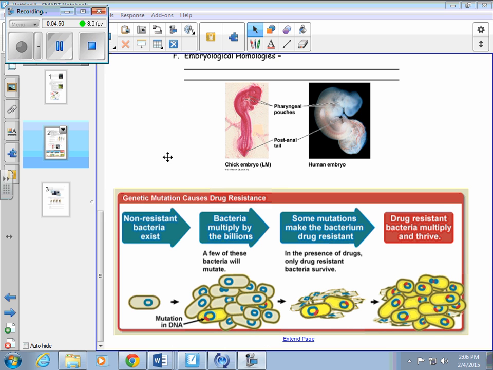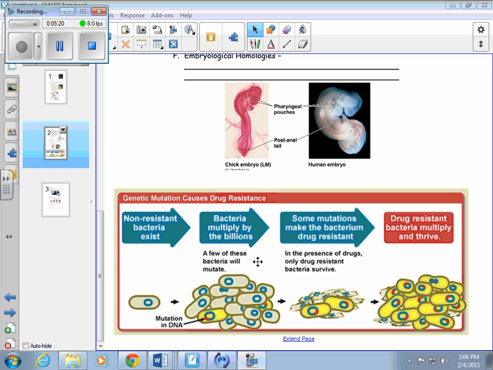The picture that I have at the bottom of my page, which you do not have, is a picture of a very simple bacteria cell. This is a non-resistant bacteria, and that bacteria is going to divide by mitosis, and now we have a bunch of bacteria, and they should all be genetically the same, but you'll notice that there's a couple in there that actually have a mutation. And in this example, that mutation is the ability to be resistant to drugs.